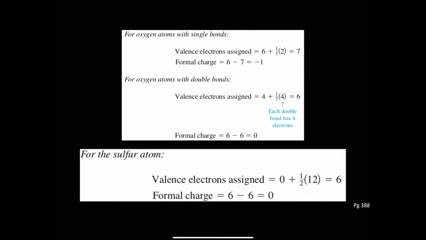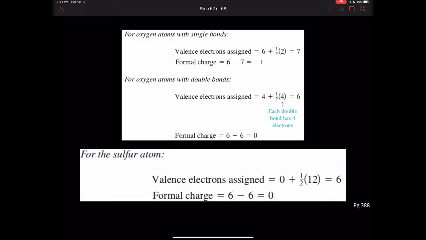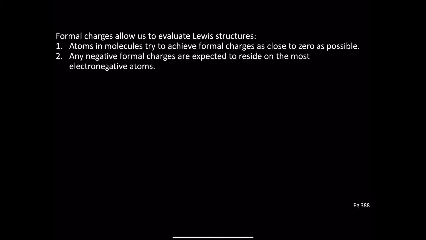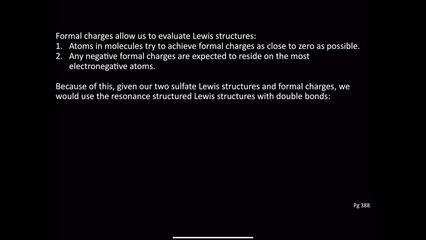So right now we would have 2 with a -1, and then we would have 2 with 0, right? So our net charge would be -2 still. Okay. So any negative formal charges are expected to reside on the most electronegative atoms. Remember, as you go up and to the right, you get more electronegative.